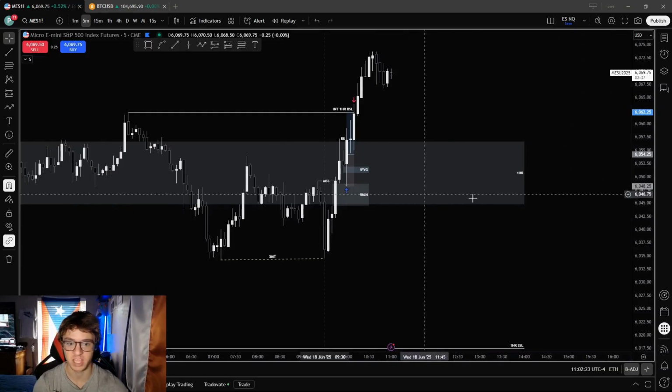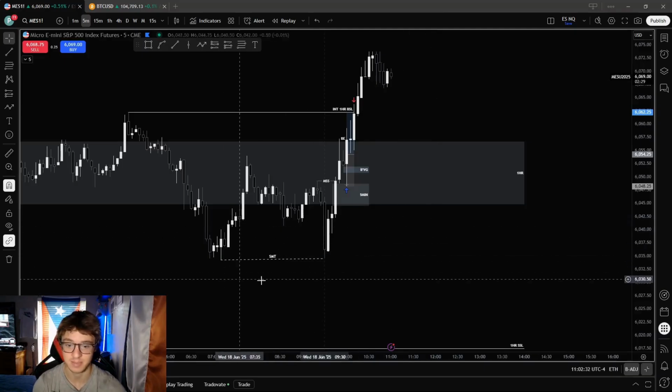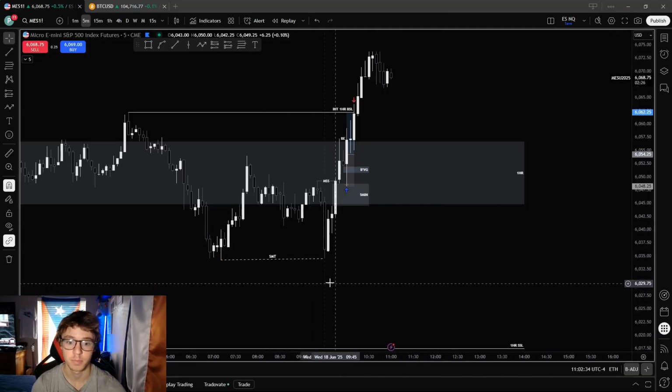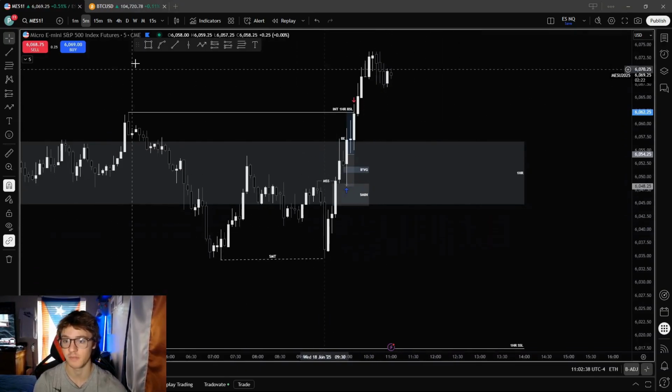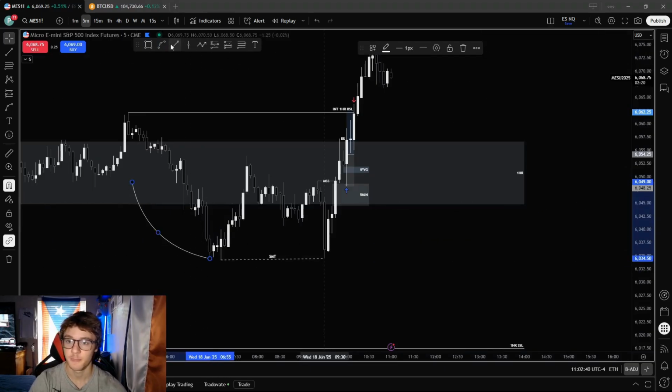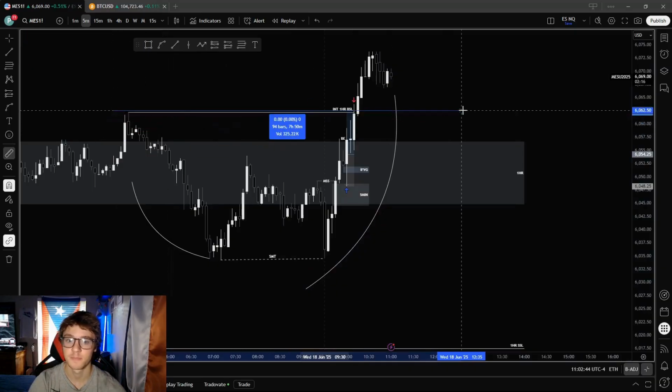Originally wanted to be short bias, but was able to flip that, respond to the market, and identify what it was actually telling me that it wanted to do, right? This SMT plus the displacement and the market structure shift gives me confidence that we're coming to this 1 hour internal high.